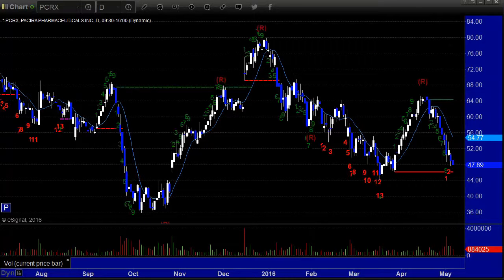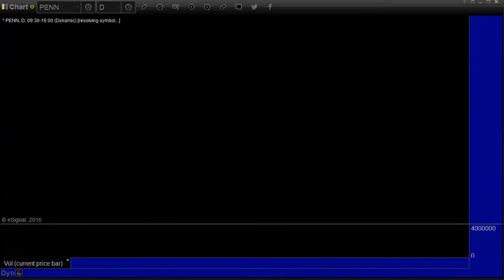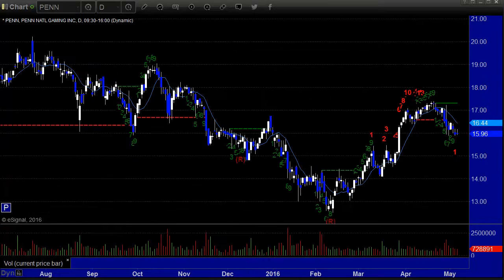PCRX, here's a buy signal, almost the bottom day, and then the move up. No risk line here because it went high enough up to definitely fulfill the target of that move. PENN, P-E-N-N, 13 sell signal, just starting to roll over here now.